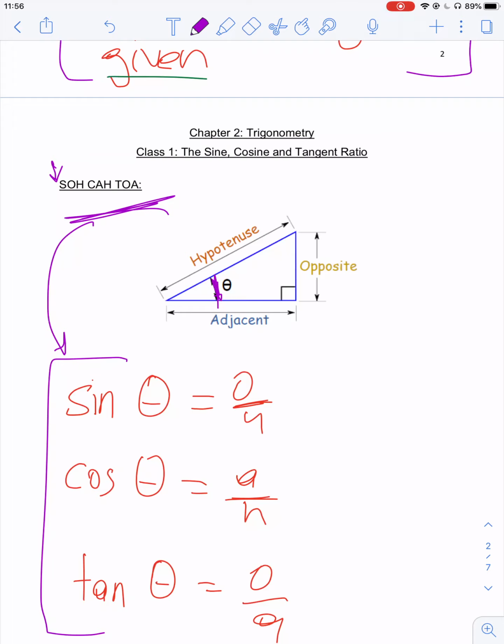Let's understand how to come up with what the hypotenuse is, what the opposite side is, and what the adjacent side is. This is important. Hypotenuse is the same as before: the side that's opposite to the 90-degree angle will always be called the hypotenuse.